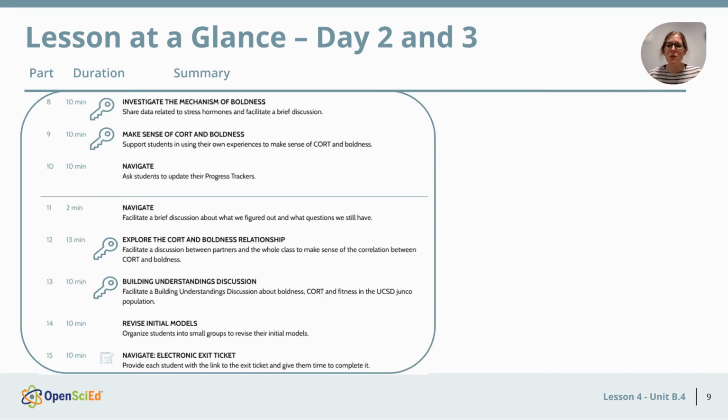In sense-making loop 2, which will take place over the last bit of day 2 and day 3, we're going to investigate the mechanism of boldness. So learning about stress hormones and have a quick discussion about that. We'll make sense of court and boldness, and then we'll update our progress trackers. The next day, we will explore the court and boldness relationship, have a building understanding discussion about boldness, court, and fitness in the UCSD Junco population. And then we'll go back and revise our initial models, and then we'll end with an electronic exit ticket.